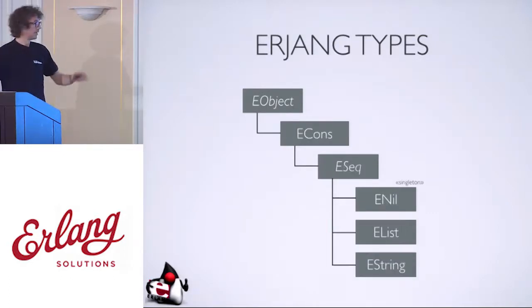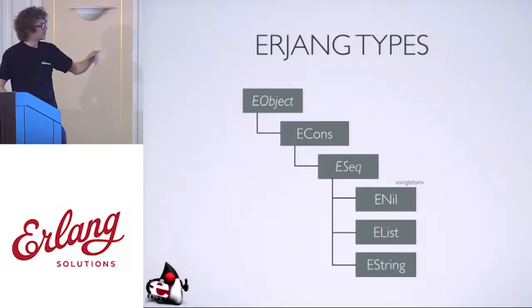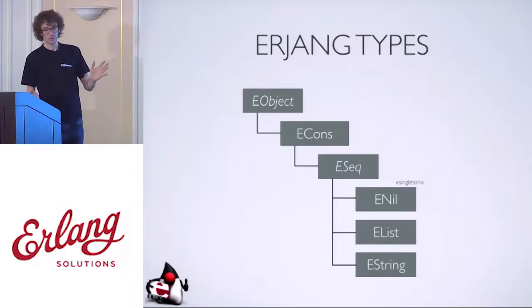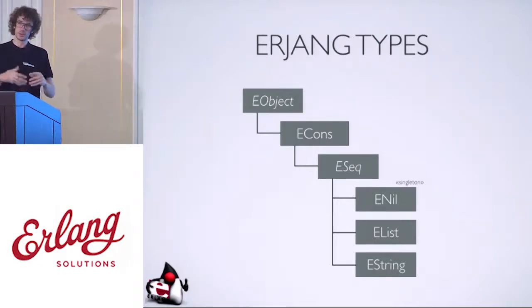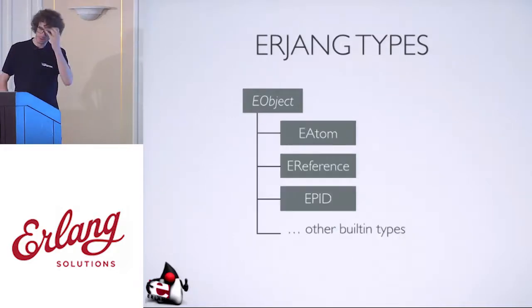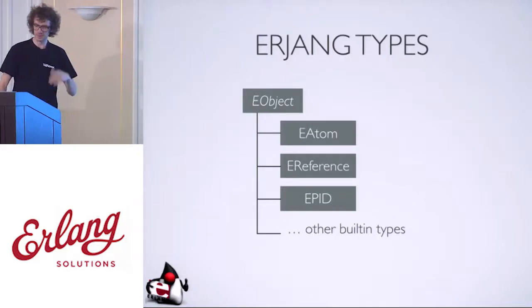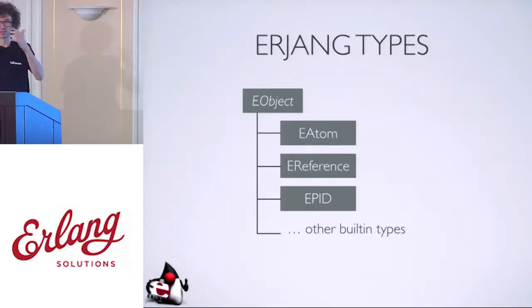There's a hierarchy of different kinds of lists, cons cells. ESECs are well-formed lists that we always know are well-formed. They're more efficient in various ways. There's various of the basic types: atoms, references, PIDs, etc. A PID is not the same as a process. A PID is just a reference to a process.